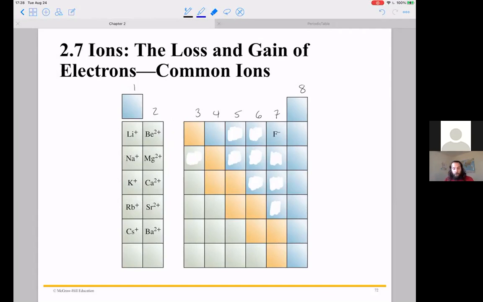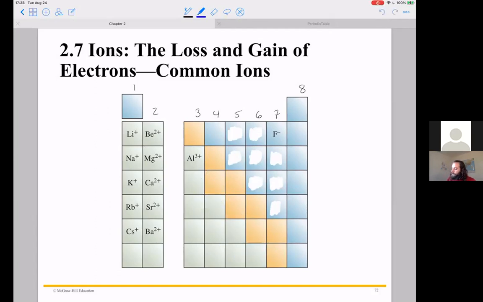All right, notice aluminum's got 3 valence electrons. It will get rid of all 3 and form a +3 ion. Notice how we're kind of glossing over what happens down here. Things follow the rule pretty well, but they can get a little complicated. So we're going to focus on the major ones here.